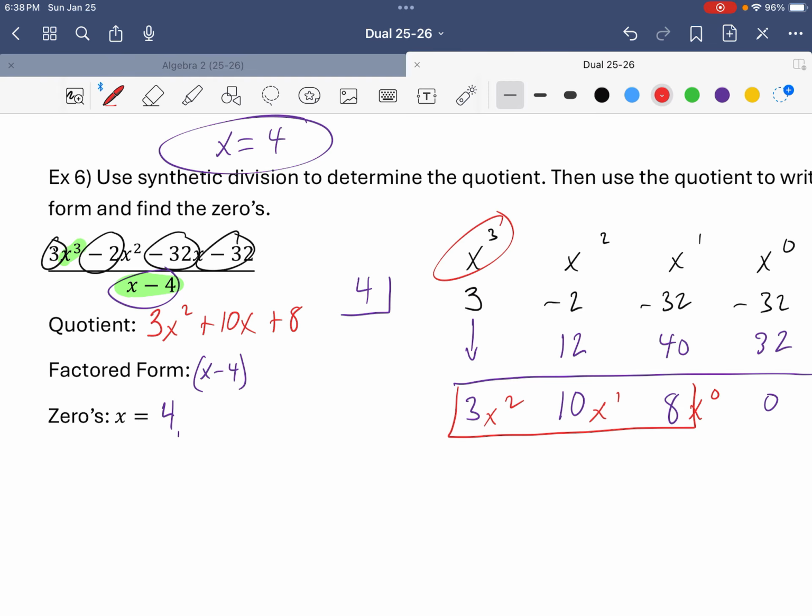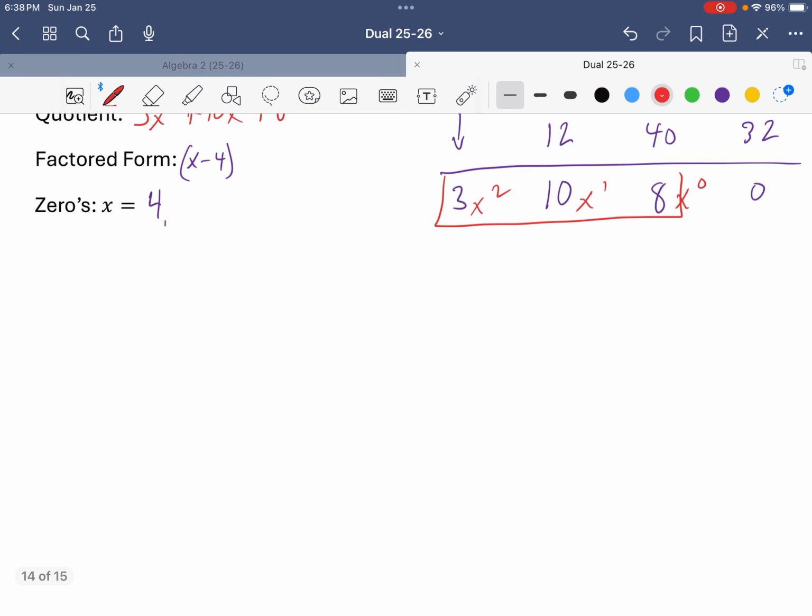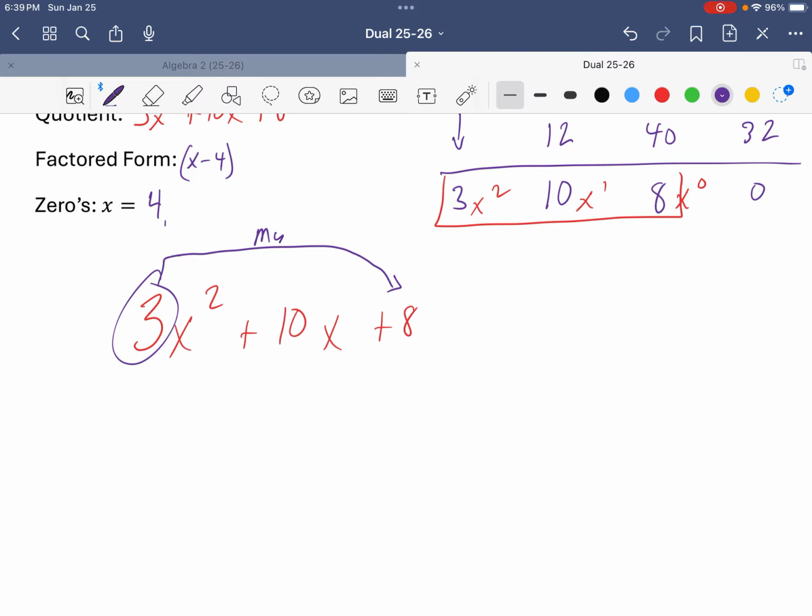Now it says to use the quotient, right, to find the other ones. So we need to factor this, okay? When the number in the front is not 1, can you divide everything by 3? No, that doesn't work. So what do you have to do next? You can either do quadratic formula or the advanced factoring. I'm going to do advanced factoring, right? So 3 multiply the 8. So we got x squared.